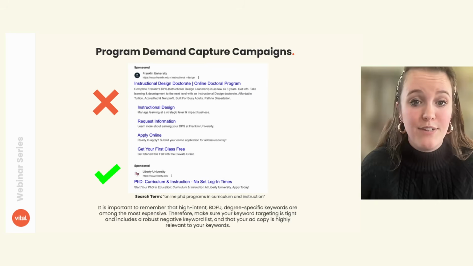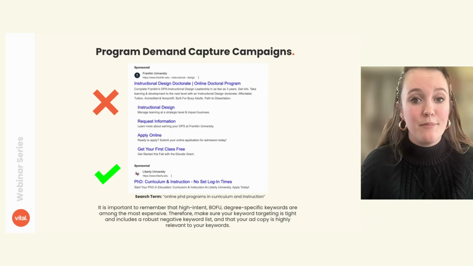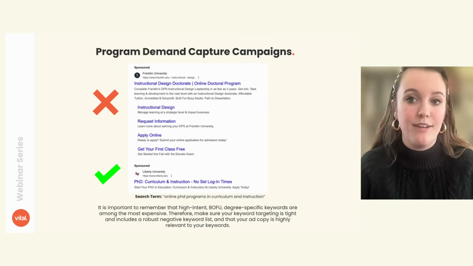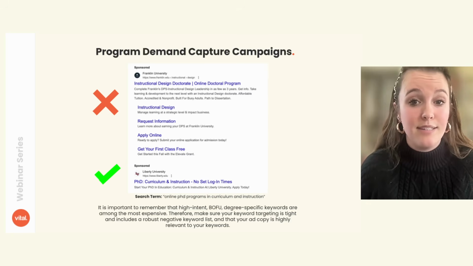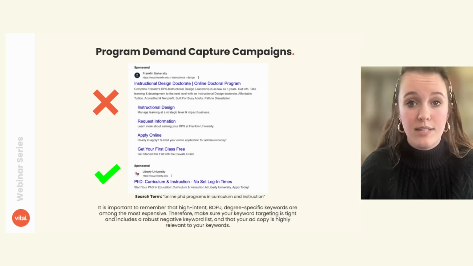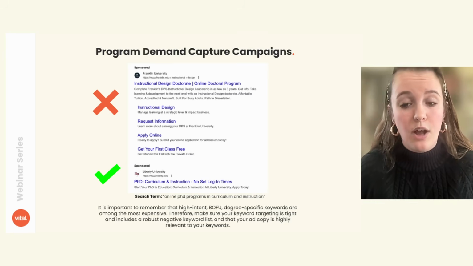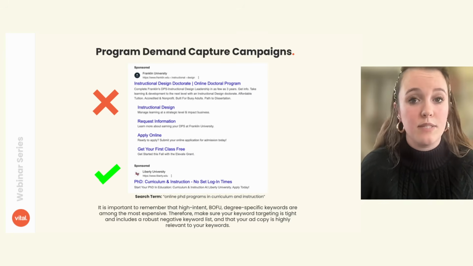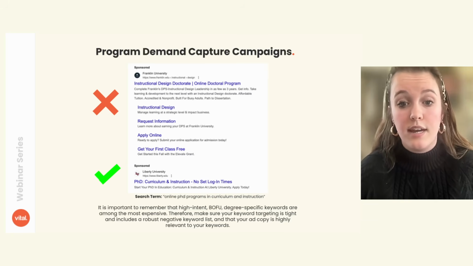So that ad specifically has 5 places I can click on it and basically make them spend money for me to get to their website, realize it's not what I'm looking for, and back out. So the ad on the bottom from Liberty University, we can see addresses my specific search query. It says PhD, curriculum and instruction, no set login time. So it doesn't say online specifically, but it's clear that it's a flexible option. It would probably suit my needs. It's the specific degree I'm looking for.